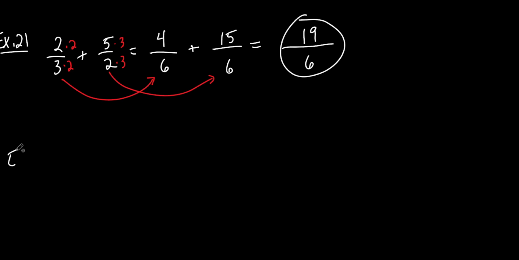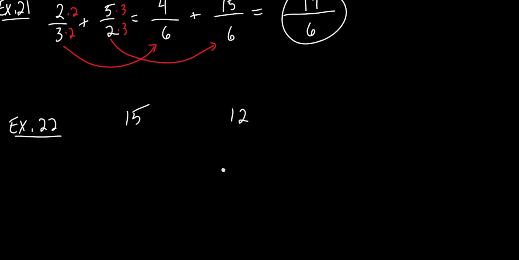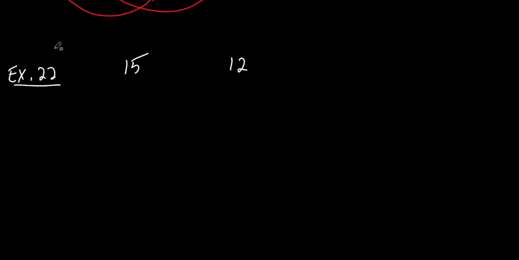Example 22 is the least common multiple. We kind of did this the other day, but this one's a little bit of an easier number, so let's do it one more time. It wouldn't hurt doing it one more time. So what if I asked you to find the least common multiple? Remember least common multiple, LCM? What do we do with these two numbers? Let's break them down. Do the tree.